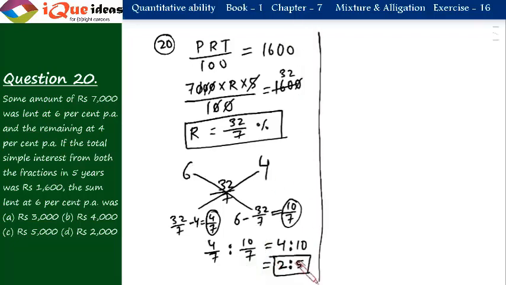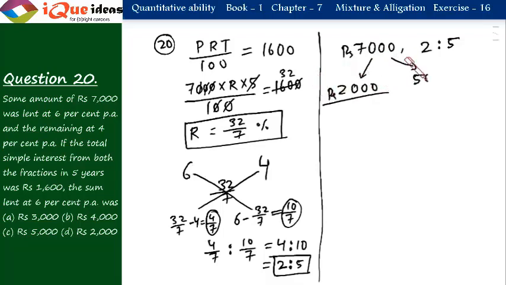We are given the total amount as 7,000 rupees, and it has to be divided in the ratio 2 is to 5. So that means the amounts are very clearly 2,000 rupees in the first one and 5,000 rupees in the second one. Be careful of the order. Now it says what was the sum lent at 6%? 6% means the first amount. So the answer would be 2,000 rupees.